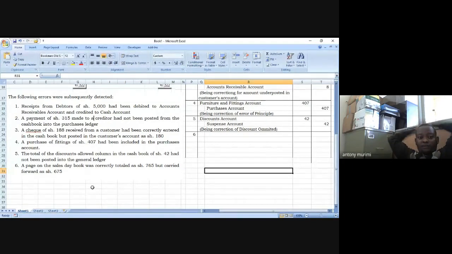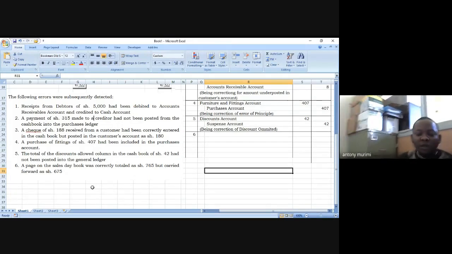So to correct for this, we add the under posting. So you should have posted 765, but instead posted 675. So he posted a less amount. So to correct for this, we add the under posting, the difference, so as to revert to the correct amount. The difference here is 765 minus 675, that is 90 shillings. So to correct for this, we add the 90 shillings to the sales account.